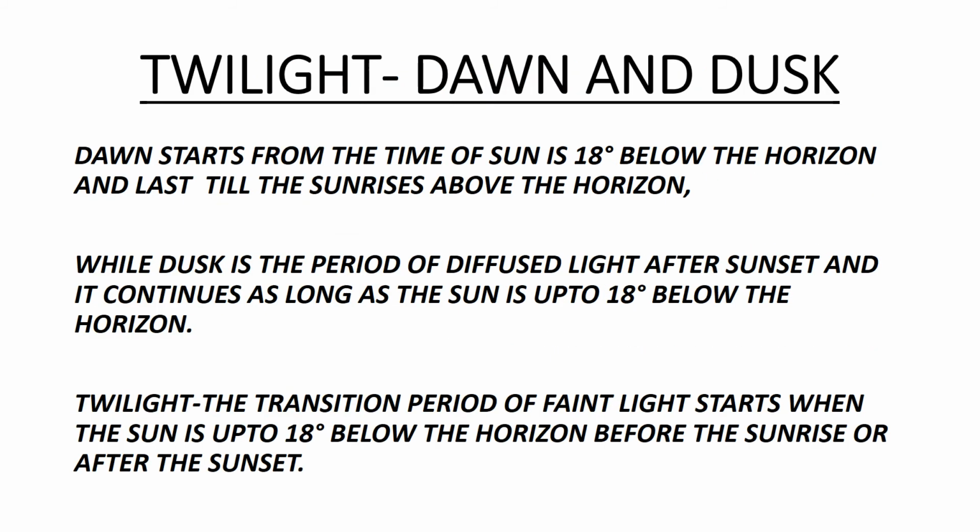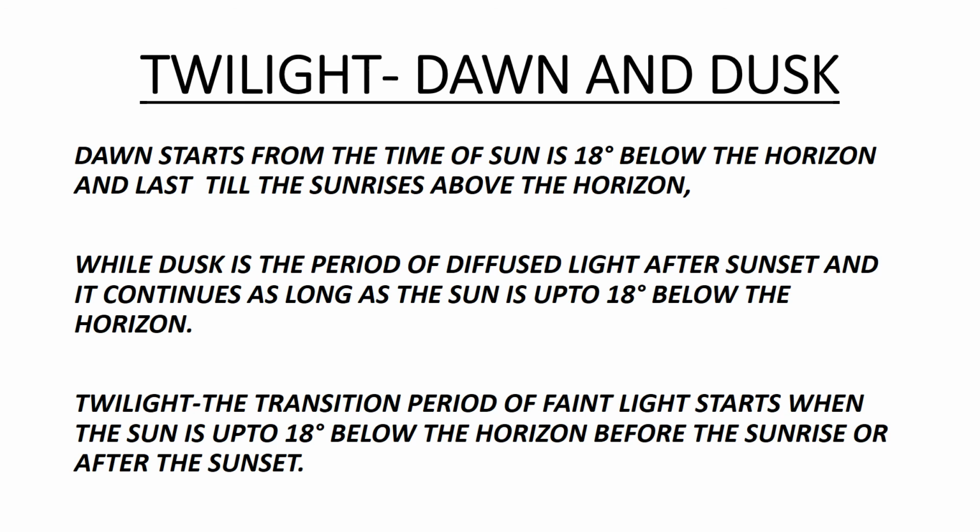Twilight, dawn and dusk. Dawn starts from the time the sun is 18 degrees below the horizon and lasts till the sun rises above the horizon, while dusk is the period of diffuse light after sunset, and it continues as long as the sun is up to 18 degrees below the horizon.